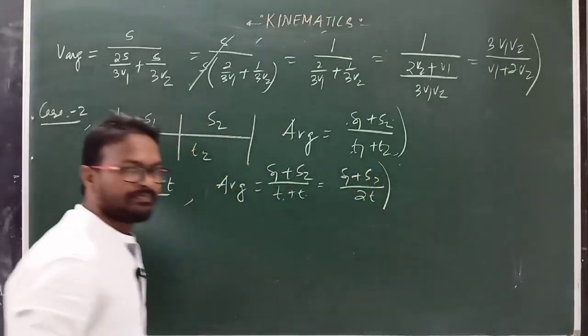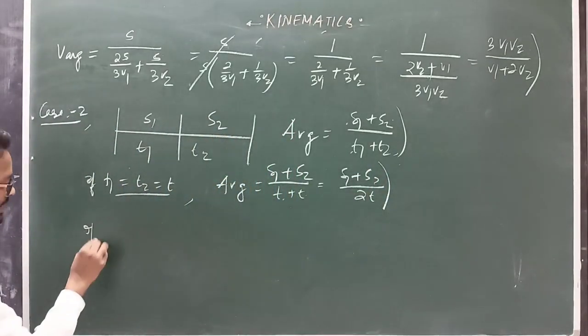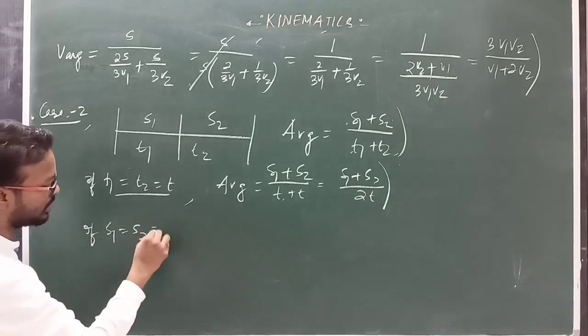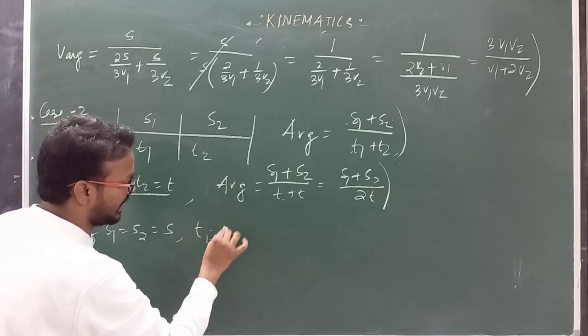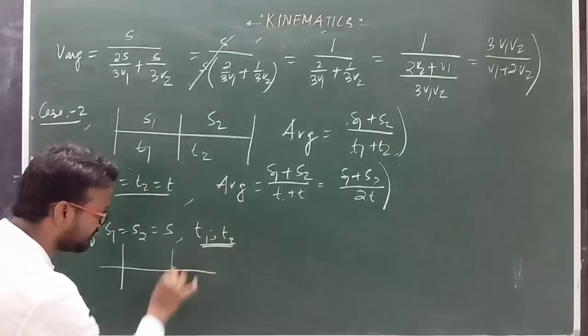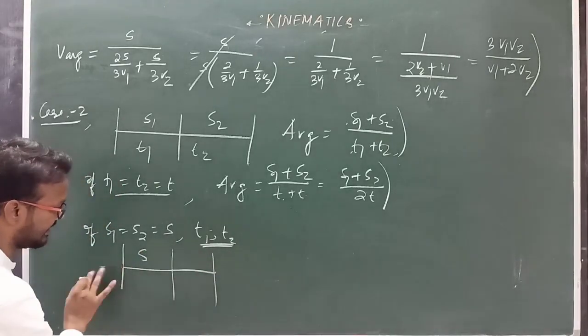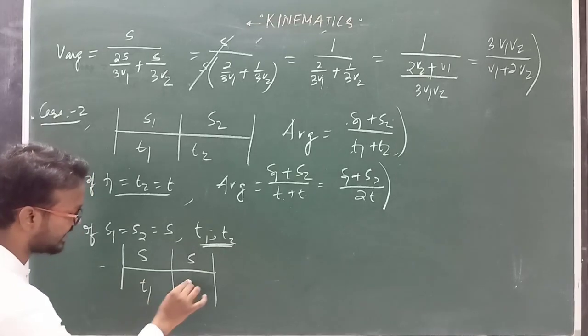This is known as average speed. Clear? Or you can write this question as: if s1 equal to s2 equal to s, but time taken t1 and time taken t2. Clear? So in this case, this distance is s, s1 equal to s2 equal to s, this distance also s, but the times are t1 and t2.